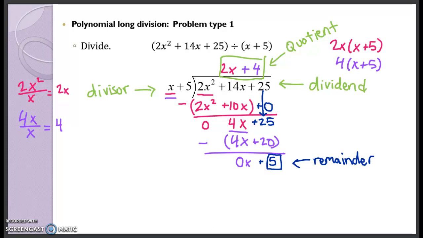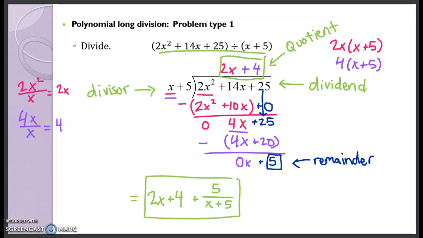Now, we can rewrite this division and say it is equal to or the same as our quotient, 2x plus 4, plus our remainder divided by our divisor, x plus 5. So this would be the answer to 2x squared plus 14x plus 25 divided by x plus 5.